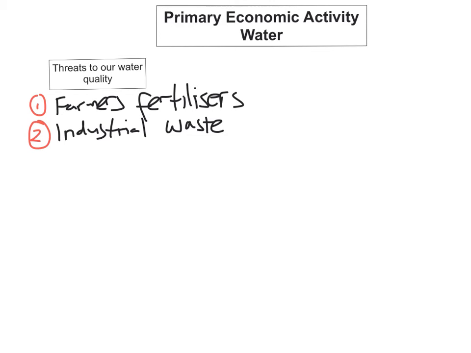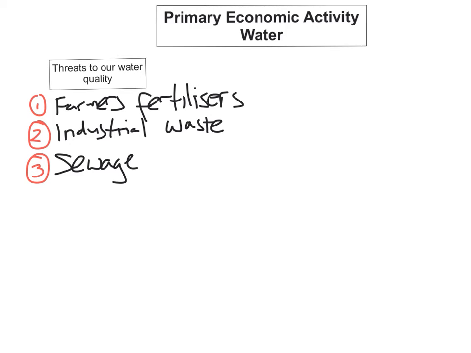The third thing that's a threat to our water supply is sewage. Sewage is often dumped into our lakes and rivers, and this will cause serious pollution to the rivers, and often it will kill all the marine life.